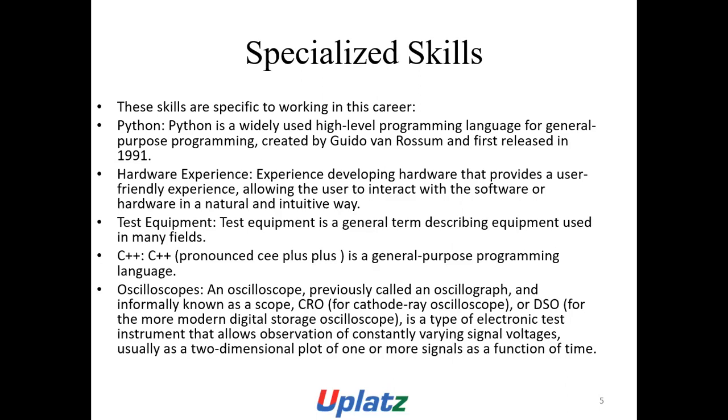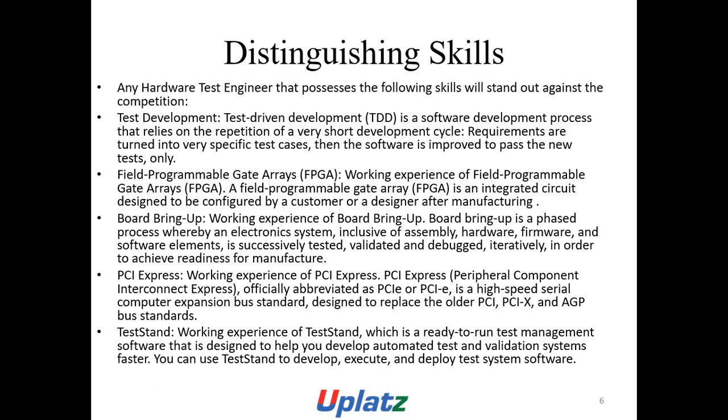Oscilloscope, previously called the oscillograph and informally known as a scope, CRO for cathode ray oscilloscope or DSO for a modern digital storage oscilloscope, is a type of electronics instrument that allows observation of constantly varying signal voltages, usually as a two-dimensional plot of one or more signals as a function of time. Distinguishing skills, any hardware test engineer that possesses the following skills will stand out against the competition.